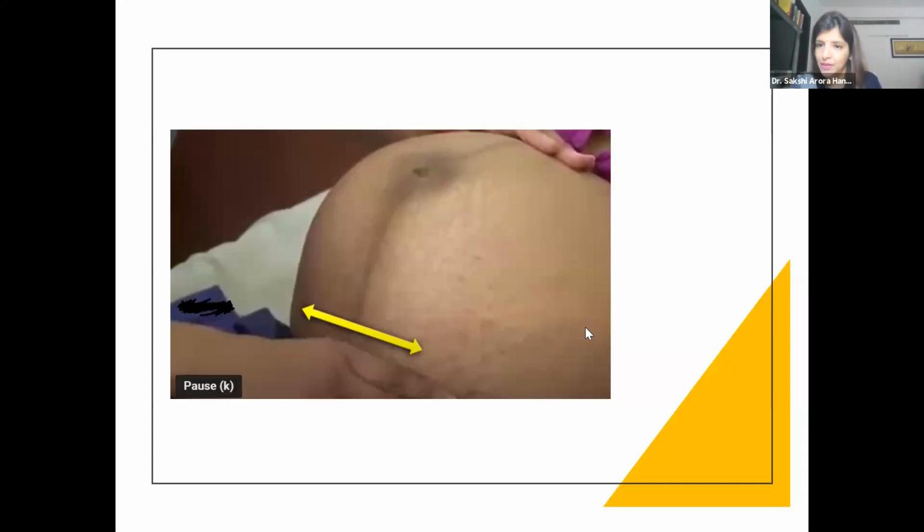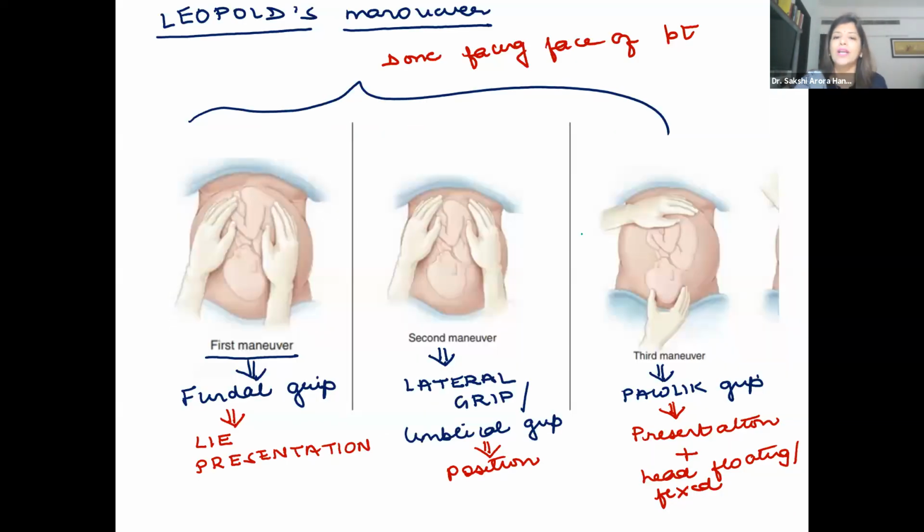As you can see here, there is a single hand, and this single hand is near the pelvic area, right? So this is Leopold's third maneuver, or the Pawlik grip, right? So quickly look at the images of Leopold's maneuvers. This image over here is Leopold's first maneuver. In Leopold's first maneuver, you palpate the fundal area of the uterus with both your hands, and your face is towards the face of the patient, right?